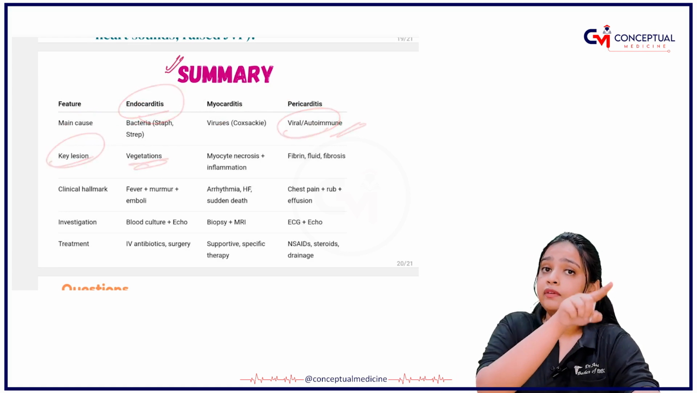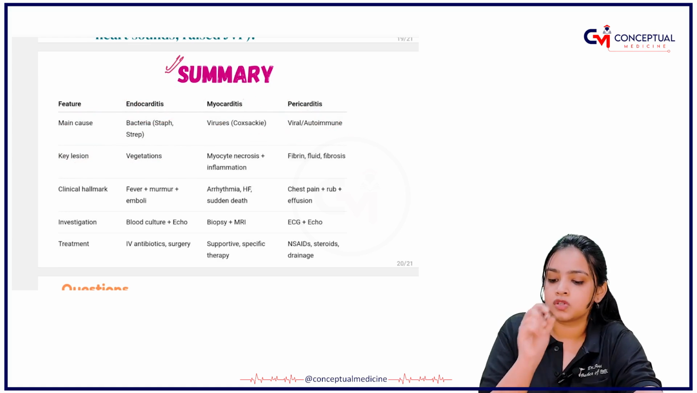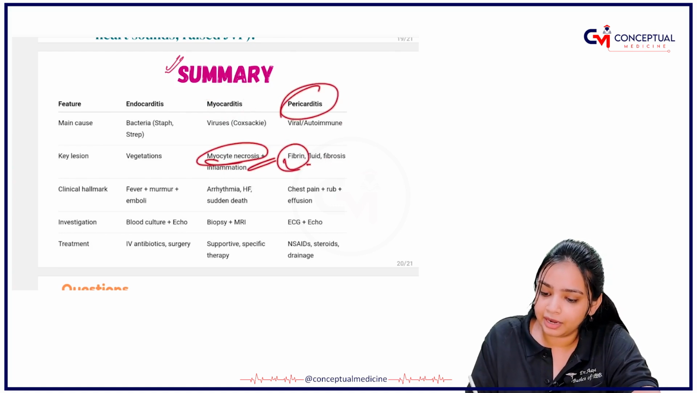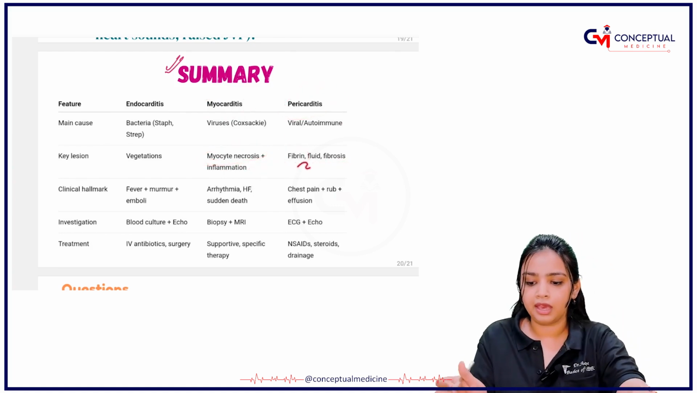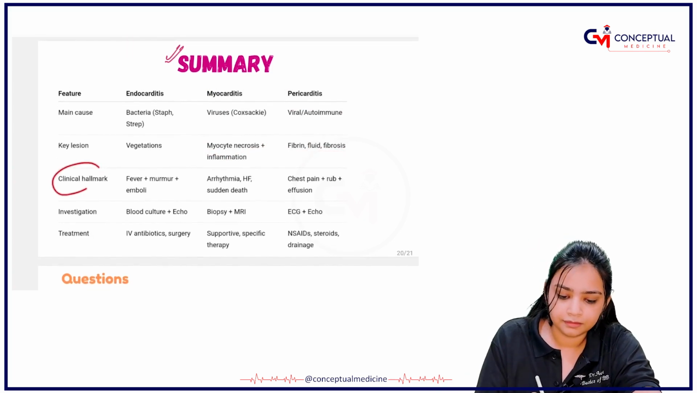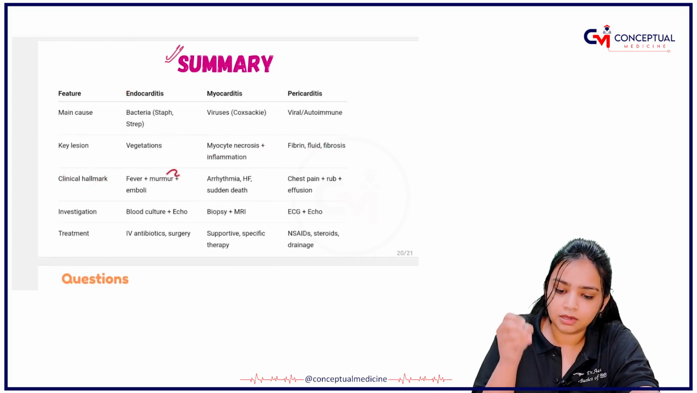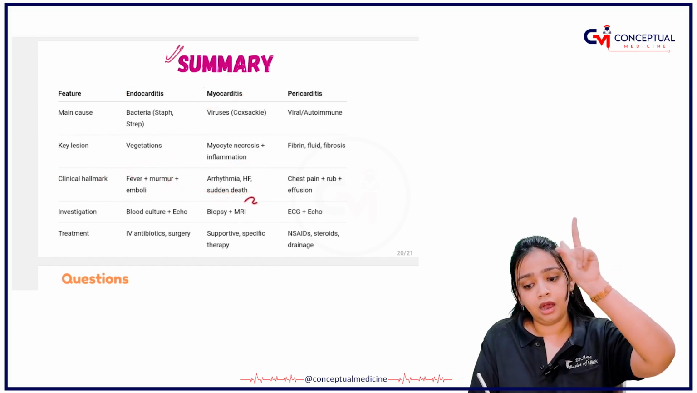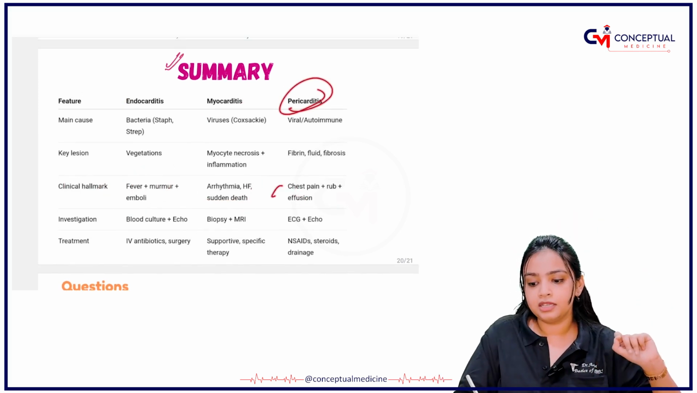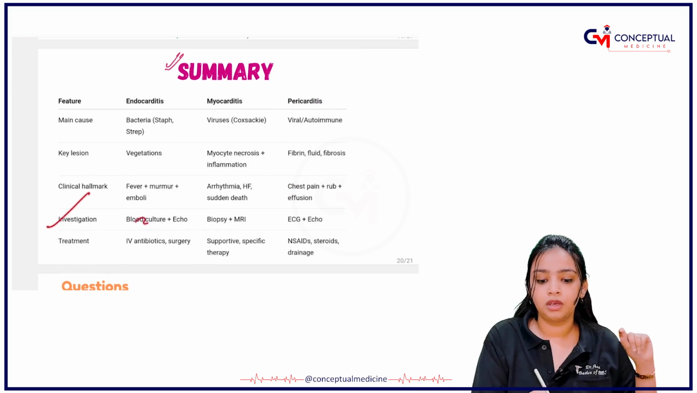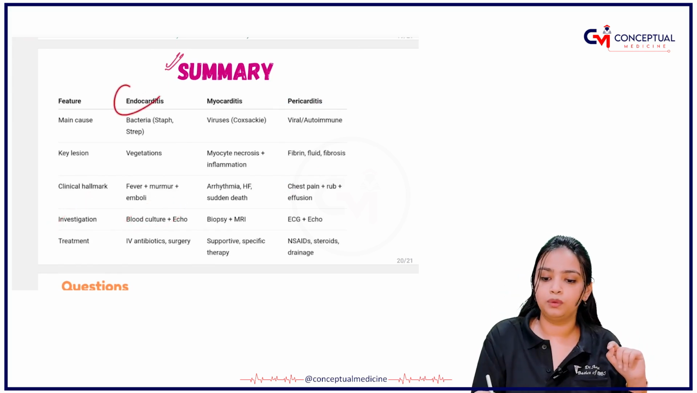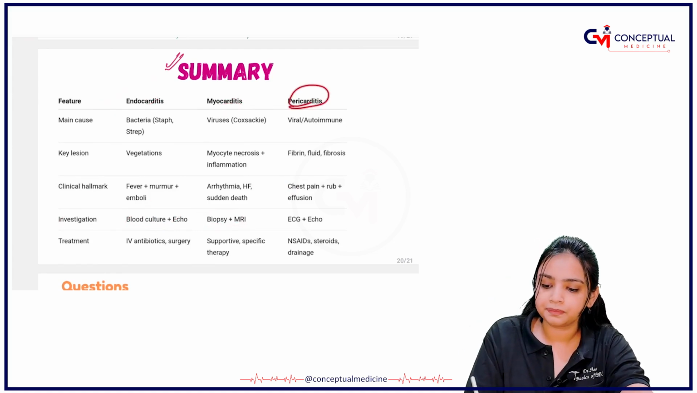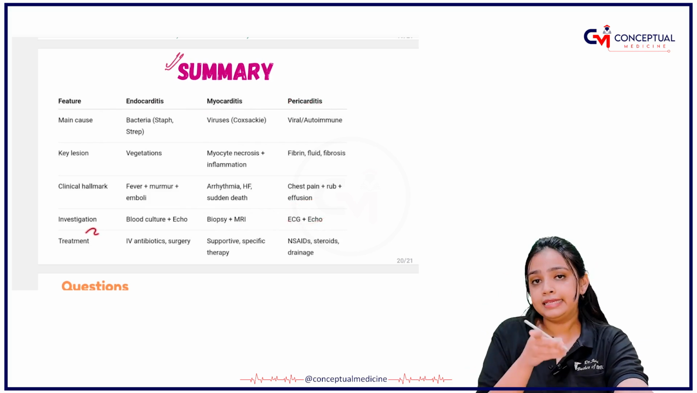Key lesions: in endocarditis, we have seen that there were vegetations. In myocarditis, you are able to see myocyte necrosis. In pericarditis, fibrin, fluid and fibrosis. FFF. Right. What are the clinical hallmarks? In endocarditis, you have fever, murmur and emboli. In myocarditis, arrhythmia, heart failure, sudden death. Pericarditis: chest pain, pericardial rub, effusion. Investigations: in endocarditis, blood culture and echo. In myocarditis, you will order biopsy and MRI. In pericarditis, you will order ECG plus echo.